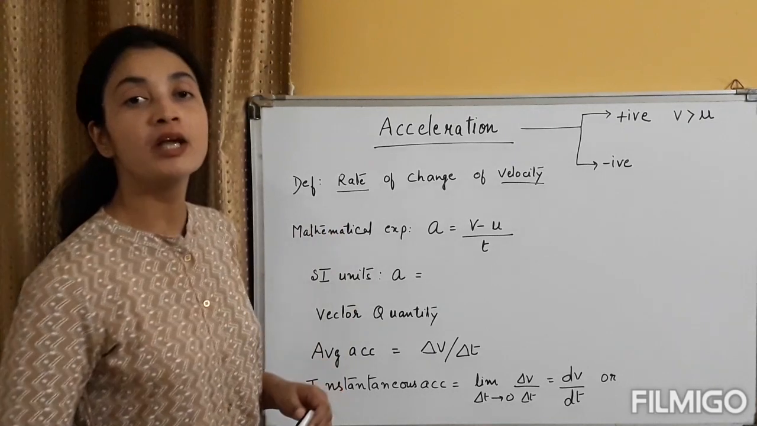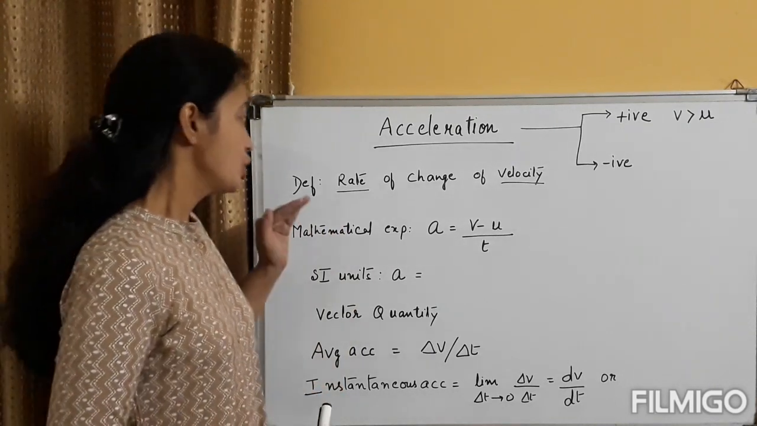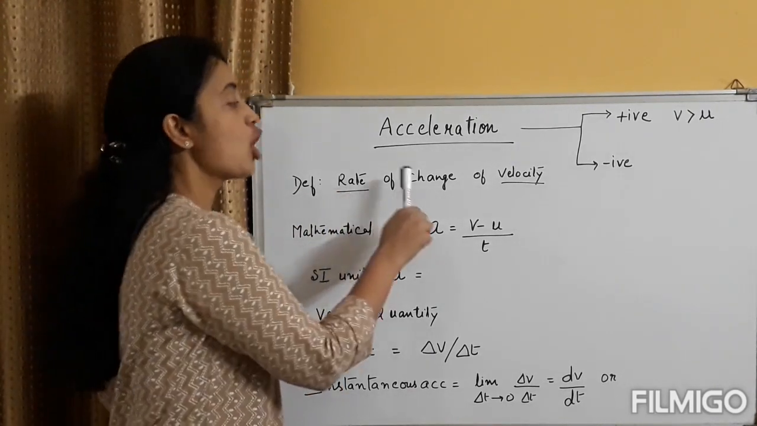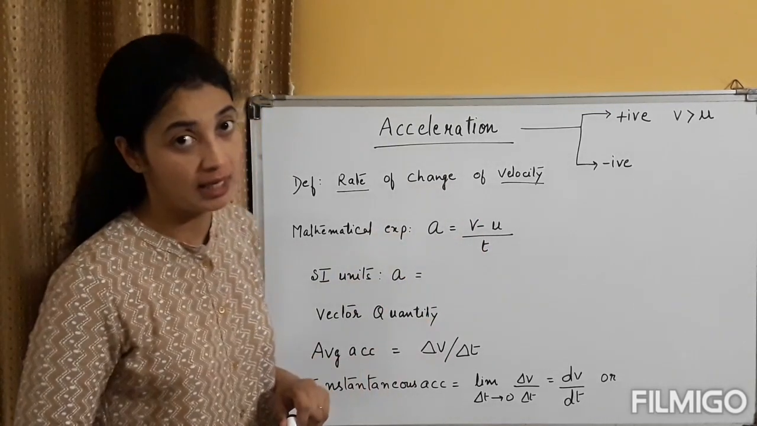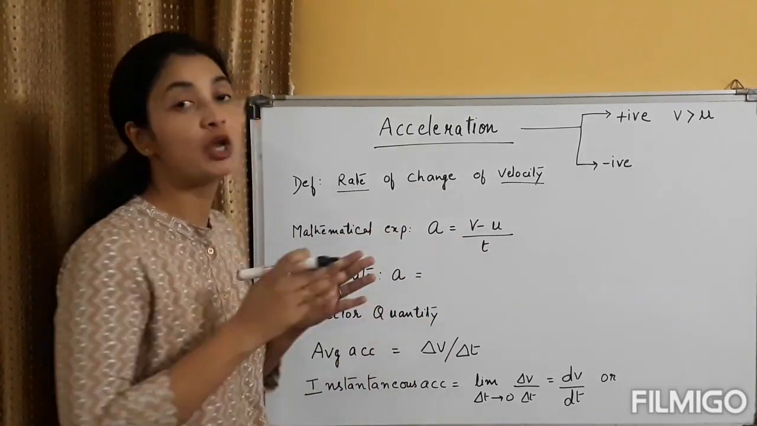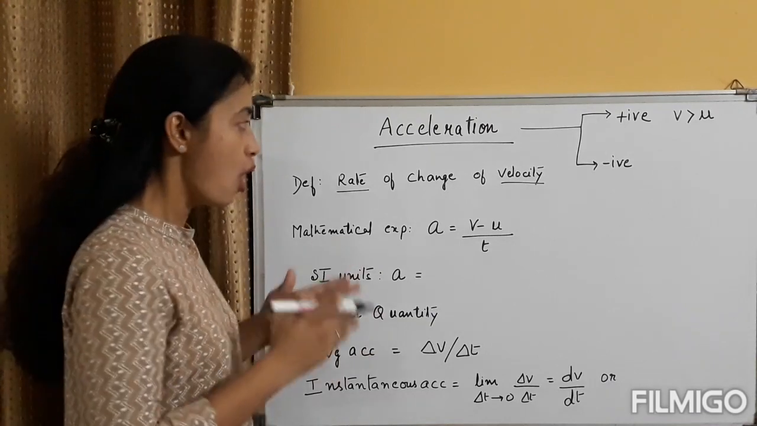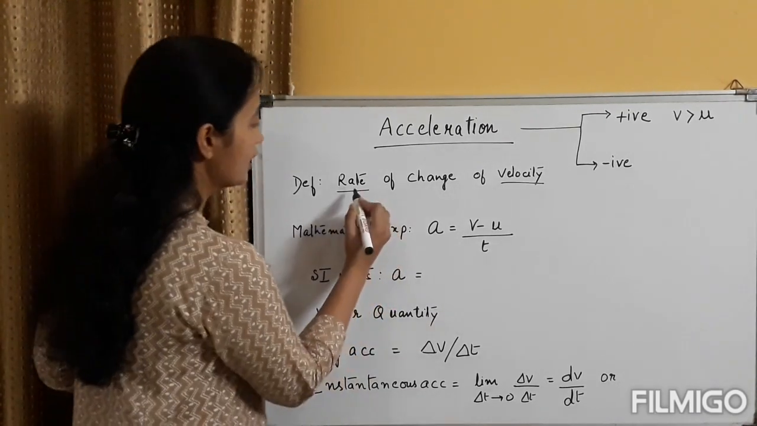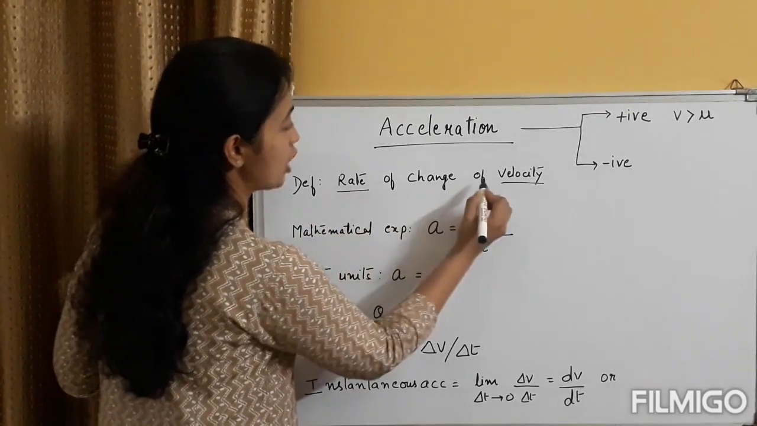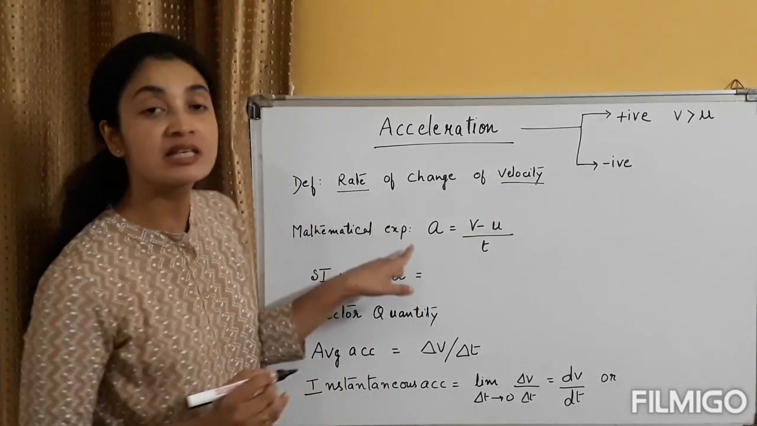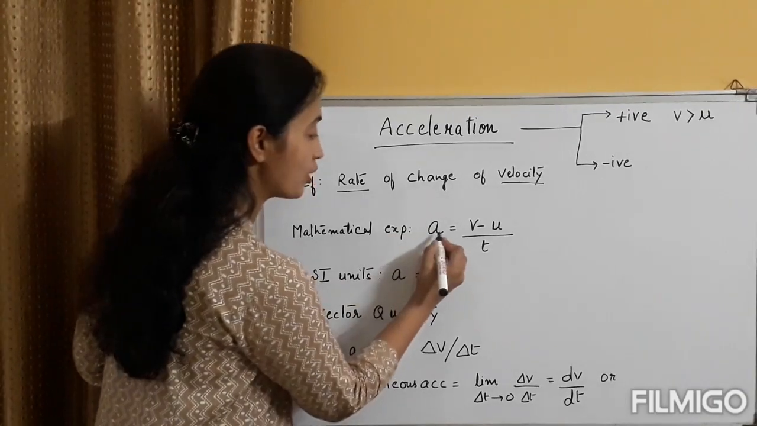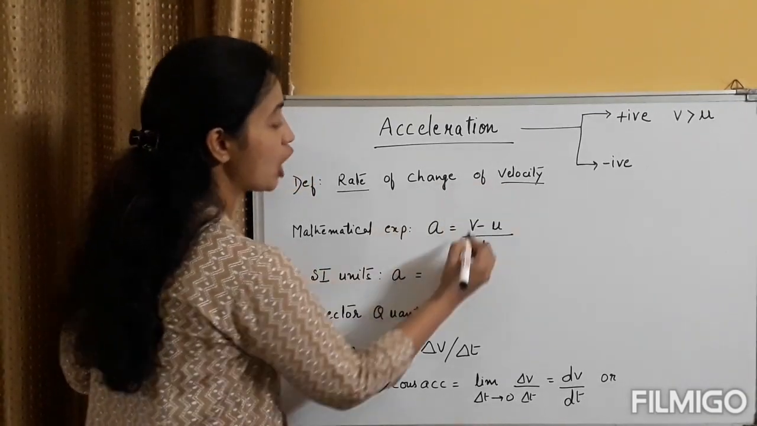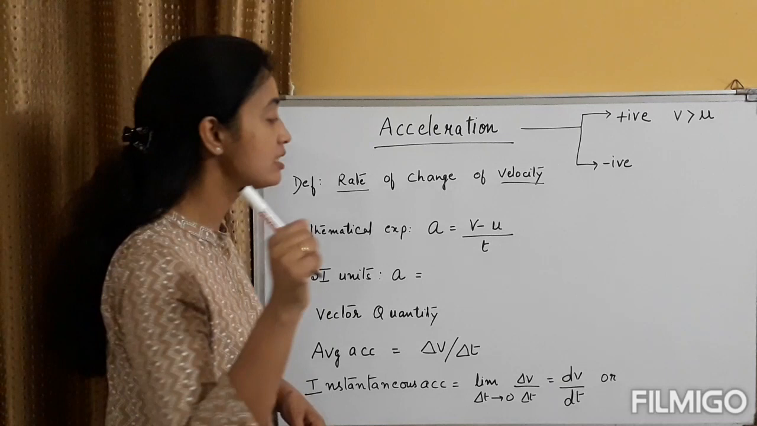What is the definition of acceleration? It is the rate of change of velocity, the rate at which velocity is changing, or the change in velocity with respect to time. So here our keyword is rate of change of velocity. Mathematically, we write acceleration as change in velocity upon change in time.